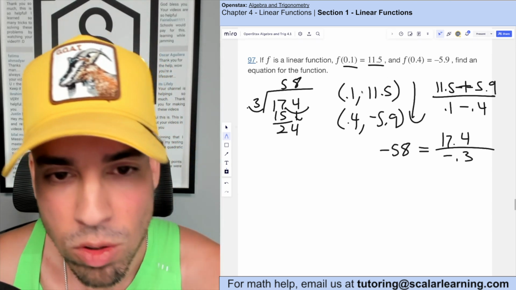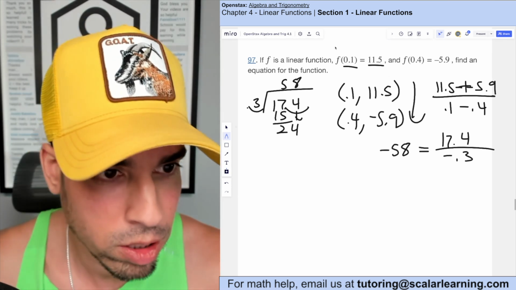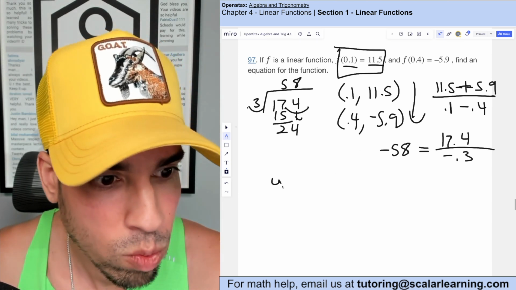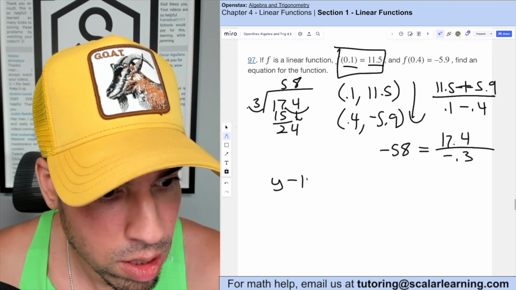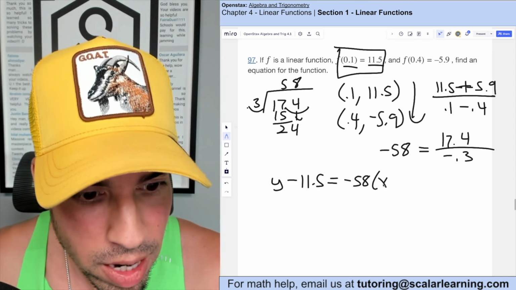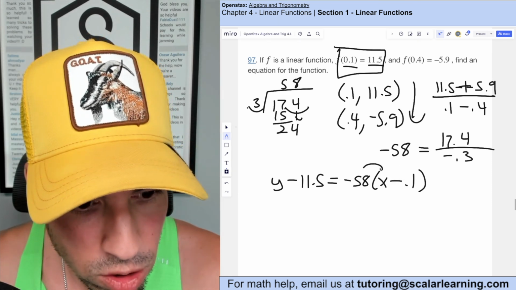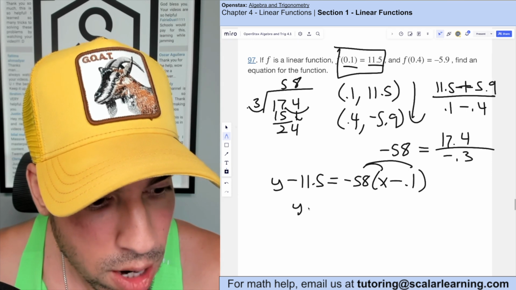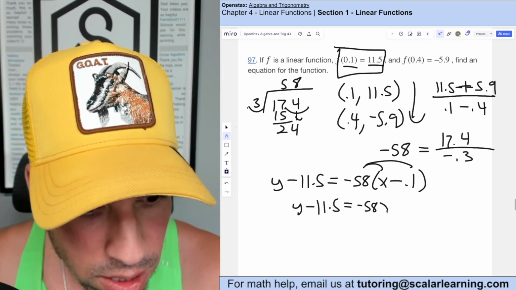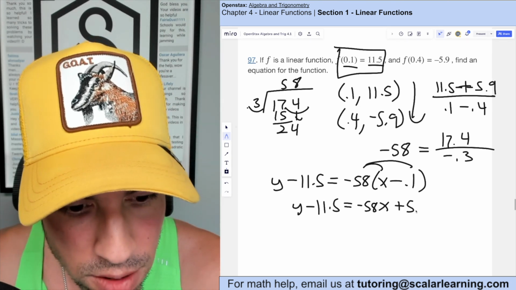Now, to get to the final destination of getting this in slope-intercept form, we need to use point slope. So again, I'm going to arbitrarily choose this point, right? (0.1, 11.5). So it's y minus the y value, 11.5, equals my slope, negative 58, times x minus that corresponding x value of 0.1. And then we're going to distribute. We get y minus 11.5 equals negative 58x. And then negative 58 times negative 0.1 is positive 5.8.